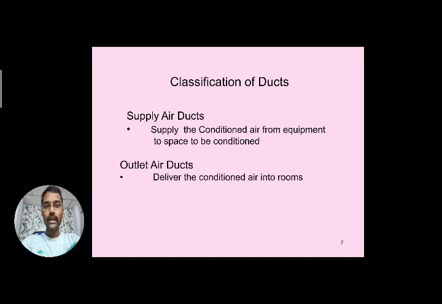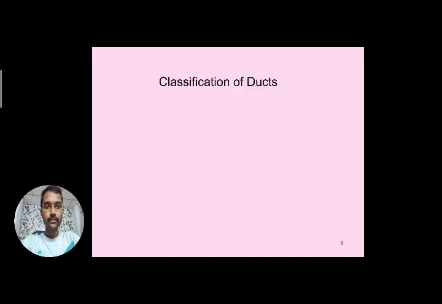Next, an outlet air duct delivers the conditioned air into the rooms. The final duct will be present inside the rooms where it has to be cooled, and it delivers the conditioned air into the rooms. Those are the outlet air ducts. When the air reaches the final destination, it may be divided to the different rooms.